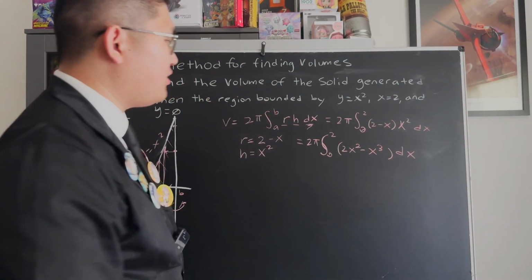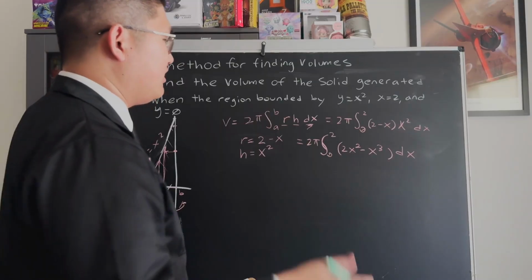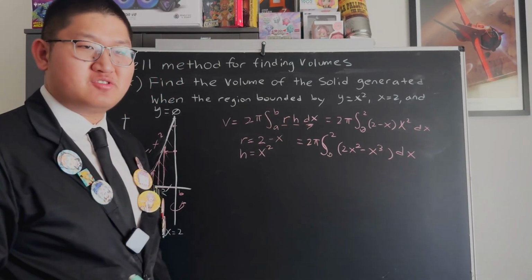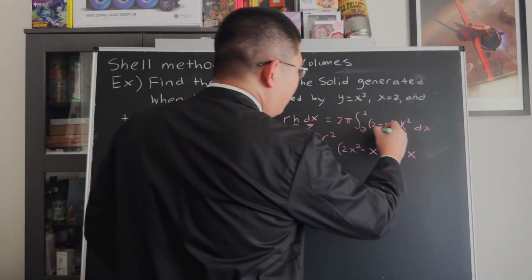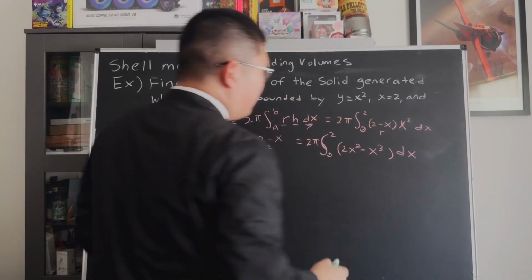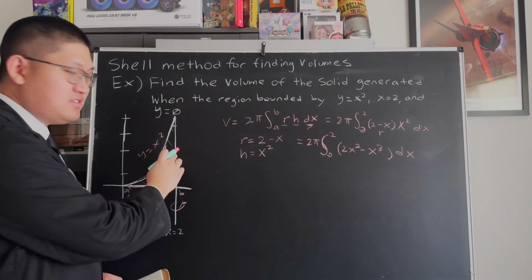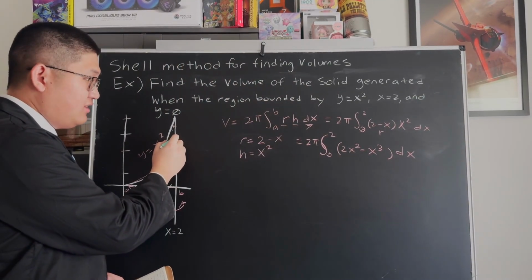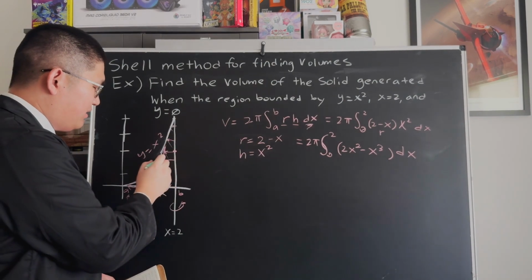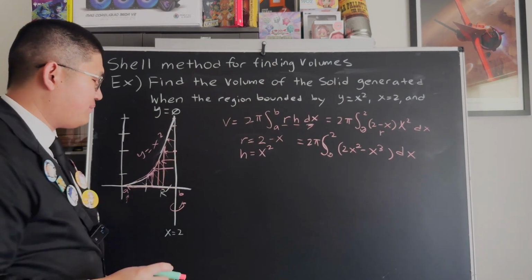And so from here, let's make sure we are on the same page about the way that we set up these types of shell volumes. For one, we have the radius of the 2 minus x. Again, that's going to be the distance from the actual center all the way to each edge. But again, of course, that changes along with each passing x.